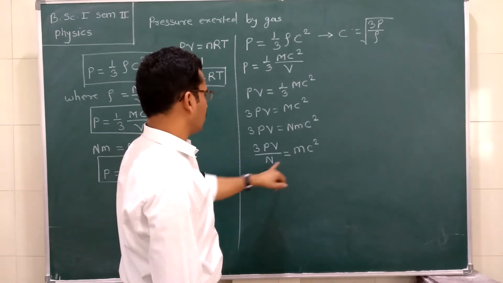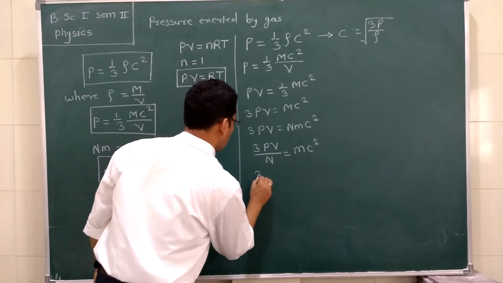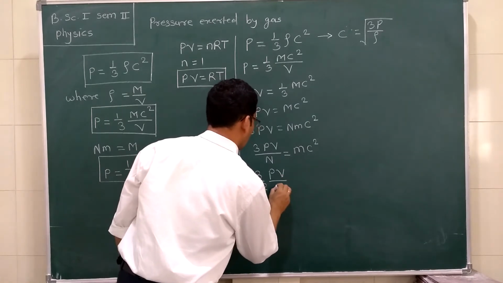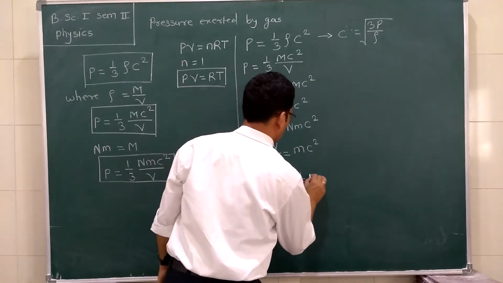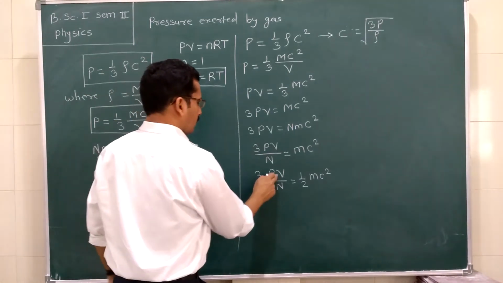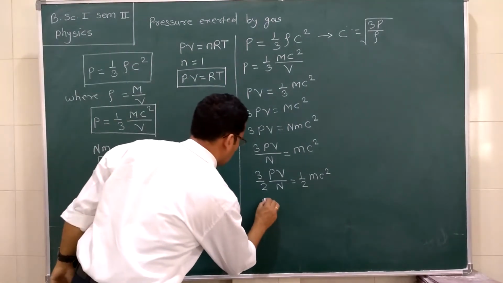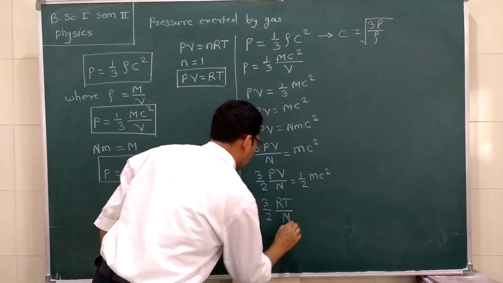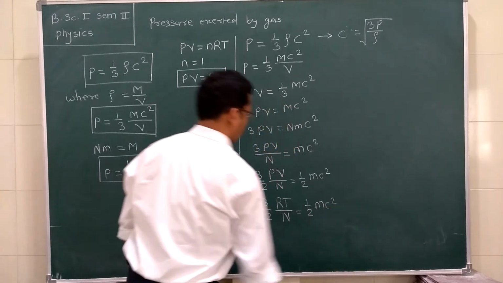If we divide this equation by 2, we can write 3 by 2 PV upon N is equal to 1 by 2 mc square. Now this PV can be written as RT. So it is 3 by 2 RT divided by N, which is equal to 1 by 2 mc square.